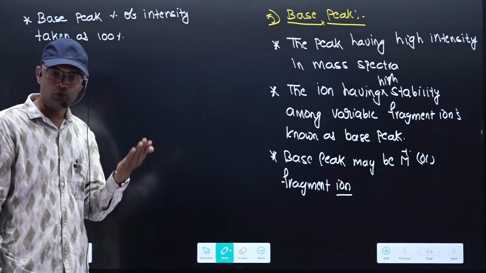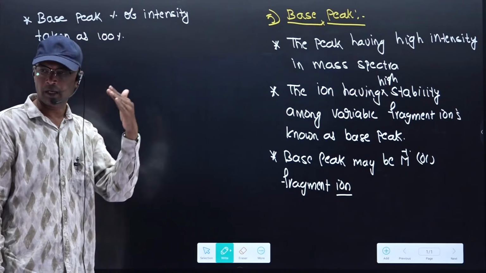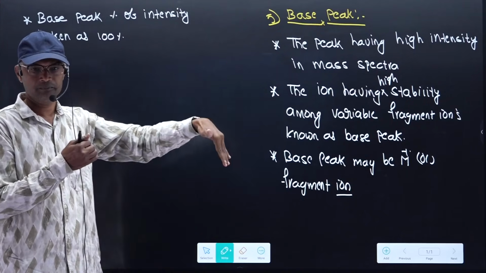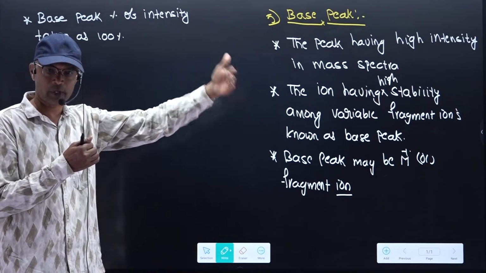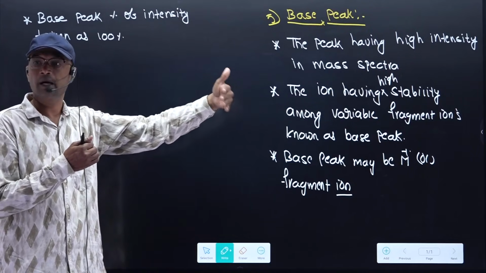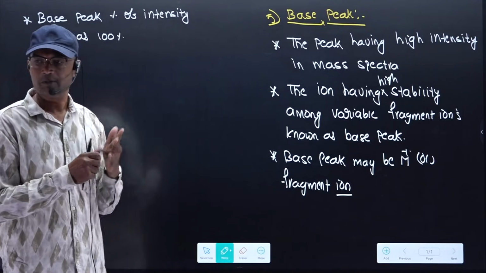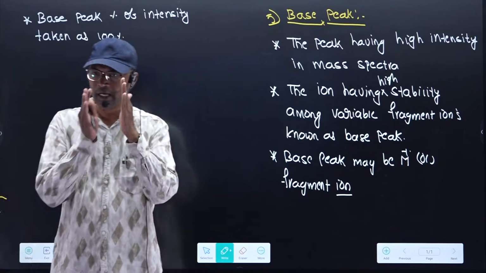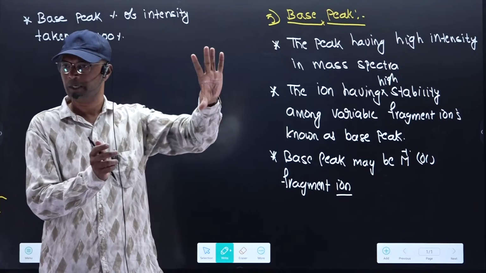In relation to the base peak intensity, other peak intensities are calculated. That's why that peak intensity is known as relative intensity. So what is the meaning of relative intensity? Relative intensity is nothing but writing the intensity of a peak with the help of another peak.